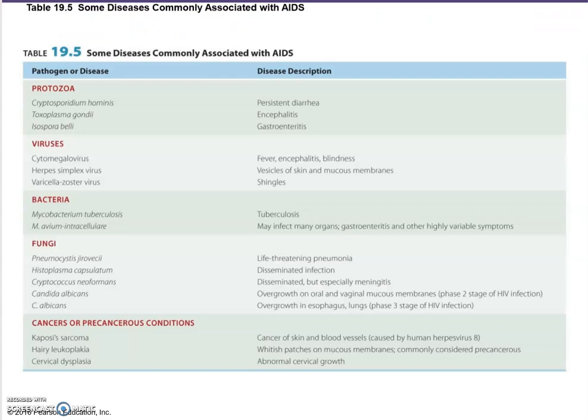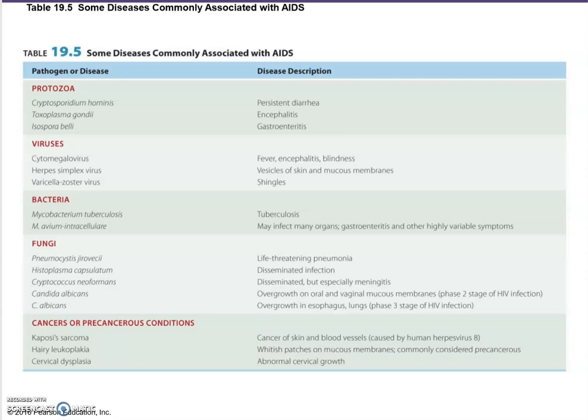There are some diseases that are commonly associated with AIDS. You may have some protozoa type of diseases that most likely people would be fighting off if they had a functioning immune system. But if you're immunocompromised, then protozoa can bother you. Cytomegalovirus, herpes simplex viruses, varicella zoster viruses are all much more severe in immunocompromised people.